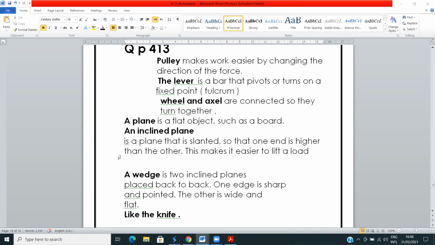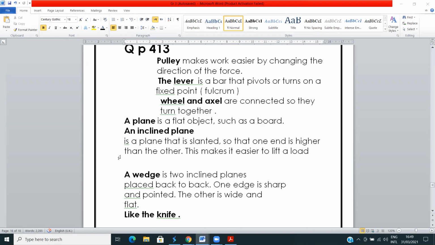What is a wedge? W-E-D-G-E, wedge. It is two inclined planes placed back to back. One edge is sharp.